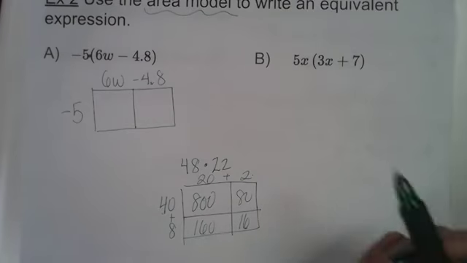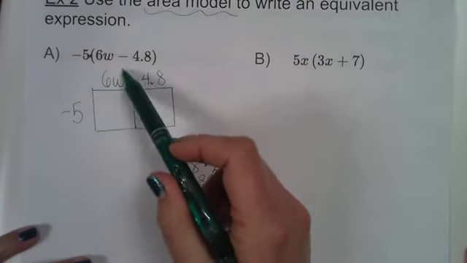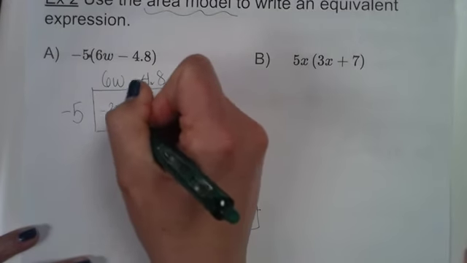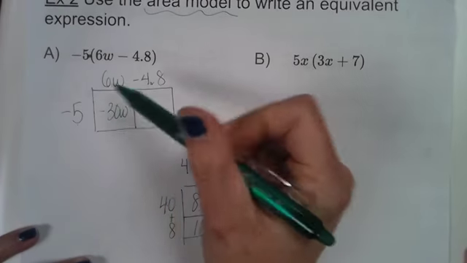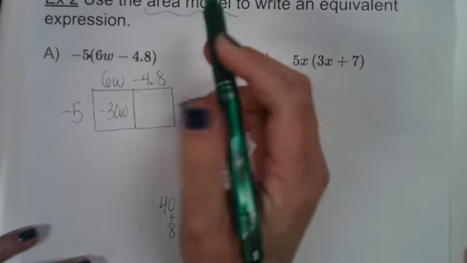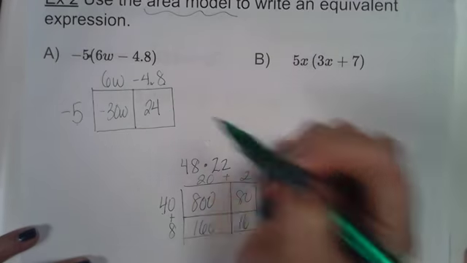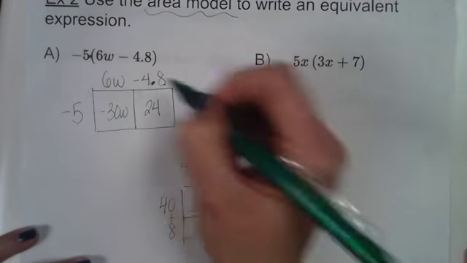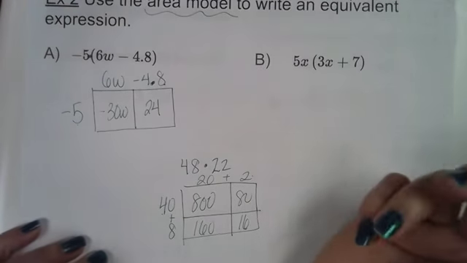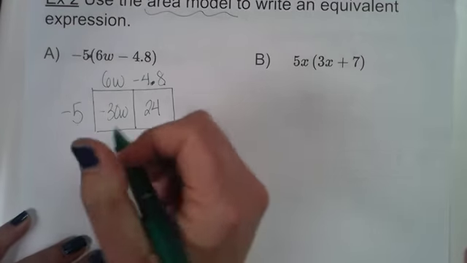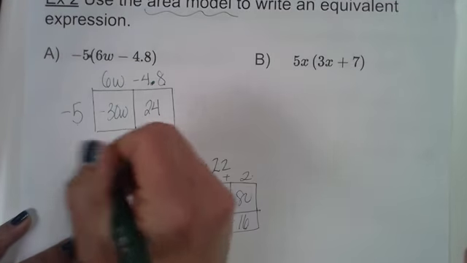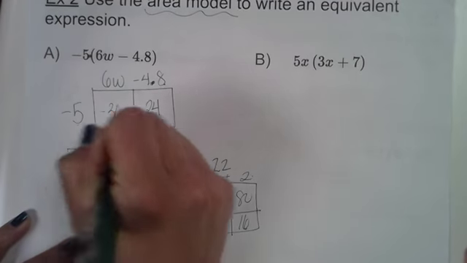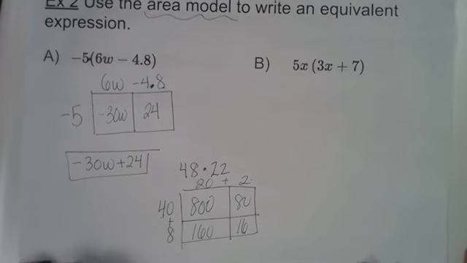Now we're doing the same thing with variables. Again, we're multiplying negative 5 times 6w. What do we get? Negative 30w. And negative 5 times negative 4.8? Positive 24. How do you know that? I use my calculator, yeah. That's what I hope you say. Yeah, it's true. So this doesn't clean up at all. The answer is just negative 30w and a positive 24. And so that is our equivalent expression.